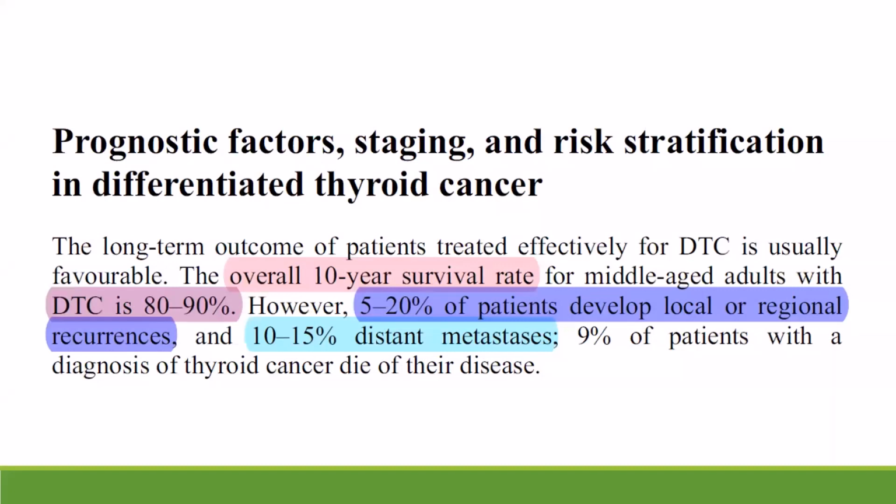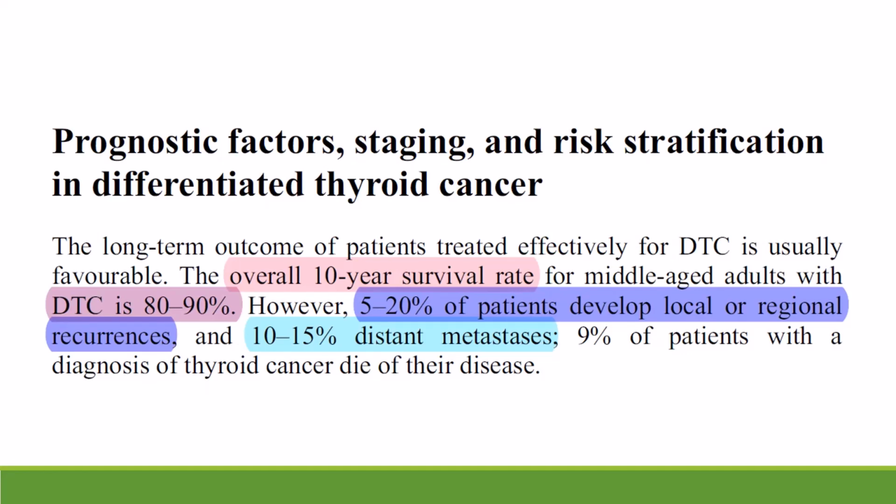Prognostic factors, staging and risk stratification in differentiated thyroid cancer are important in clinical practice and somewhat in the exam. You need to know the prognostic factors and risk stratification of differentiated thyroid cancer. In differentiated thyroid cancer, the 10-year survival is very high, about 80 to 90%, but 5 to 20% of patients develop local or regional recurrence. So the recurrence rate is somewhat high, but the prognosis is very good.